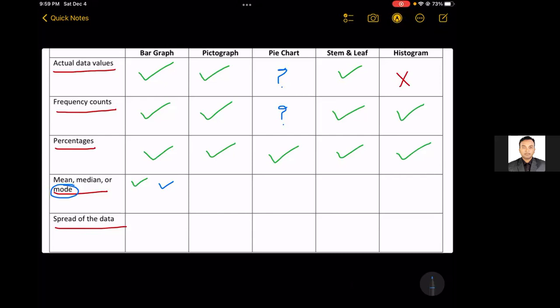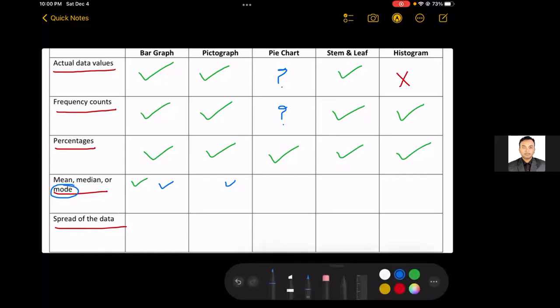We can definitely calculate the mode if it's categorical. Same goes for the pictograph. If it's categorical data, we can definitely calculate the mode, because you can see which portion has a bigger line or larger number of shapes, however you have assigned or defined the shapes. So you can actually calculate the mode.